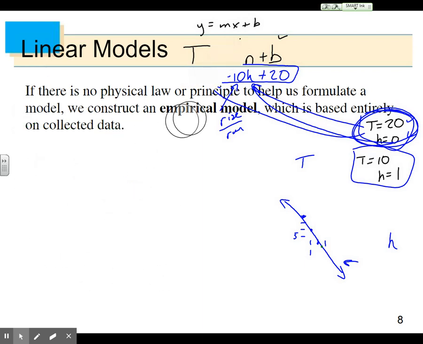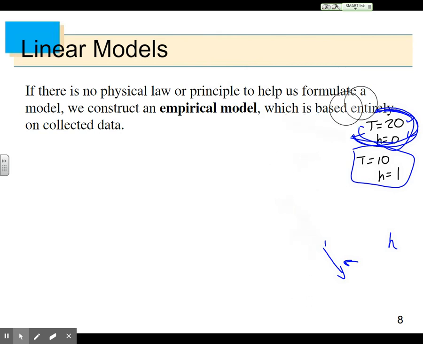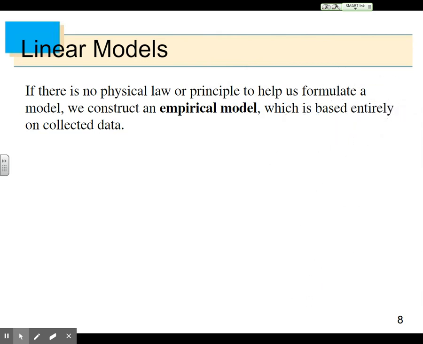Now, we saw a different way to represent a function the other day. We said that sometimes we use an empirical model or we use a table. Okay? So if there's no physical law or principle to help us formulate a model, we construct an empirical model, which is based entirely on collected data. We do this a lot in statistics. If you're taking statistics next semester, we're going to find all these points, and we're going to find that these points don't all lie exactly on the line. They're going to be off for some reason. And in statistics, we're wondering why those are off. You know, why are there those little differences in there?